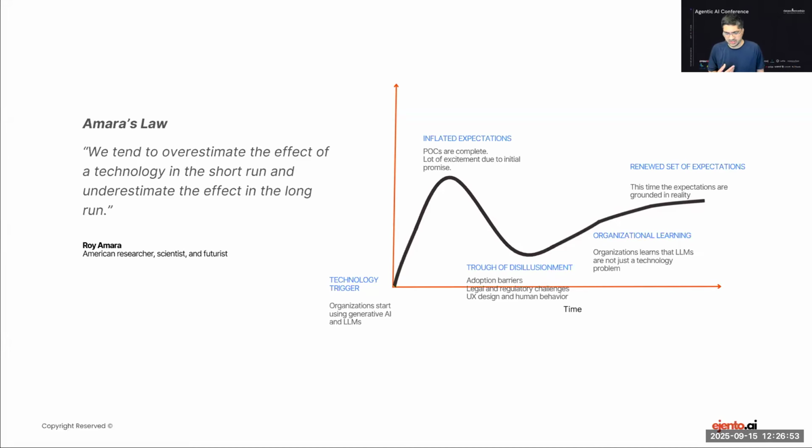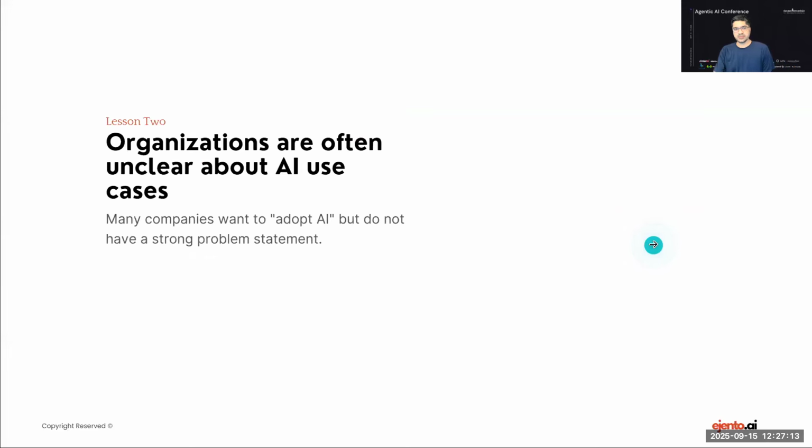Organizations invest in learning and making sure that eventually the use cases are figured out, and all the security and governance issues are taken care of. This goes back to the previous session. As Rina was mentioning, organizations are often unclear about AI use cases. So many companies want to adopt AI but do not have a strong problem statement.